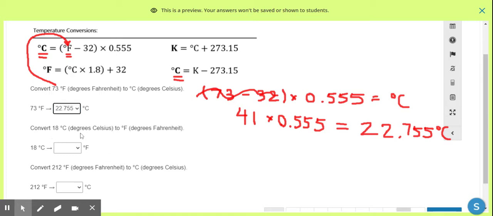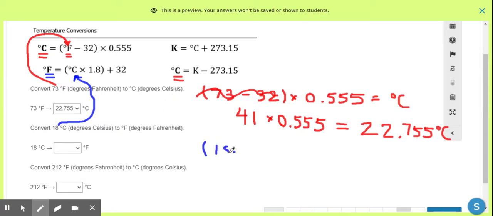Let's do another one. Convert 18 degrees Celsius to Fahrenheit. So, again, maybe you're taking this measurement in the lab, and you want to know what this is in Fahrenheit, so you can know relatively how hot or cold that is. Okay, well, if we are going from Celsius to Fahrenheit, I want to use something like this, where Fahrenheit is going to be equal to something where I'm plugging in my degrees Celsius here to change it into Fahrenheit. So this is saying I need to take my 18 degrees Celsius times 1.8 and then add 32. Okay, so let's do this.